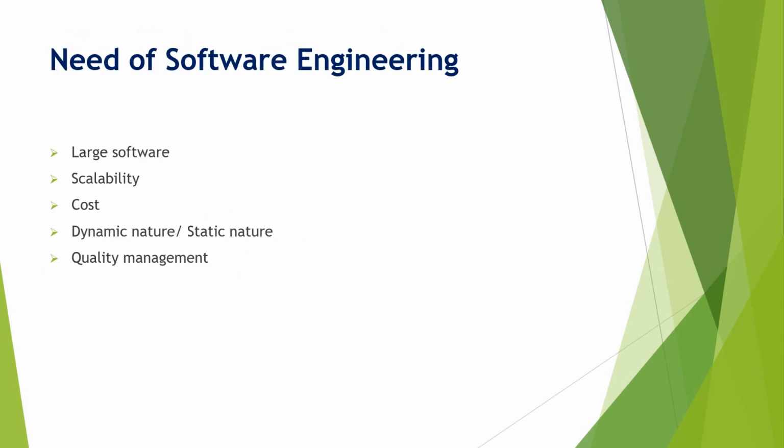Second thing is the need of software engineering. Why do we need software engineering? When we develop a large software, then we need software engineering. Second, scalability, cost, dynamic nature and static nature. That means if you want to change any software, then you have to use these things. And the last one is quality management.